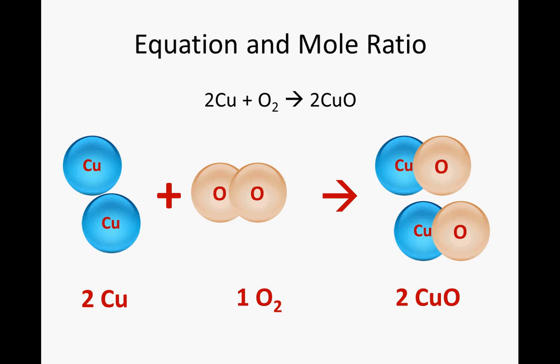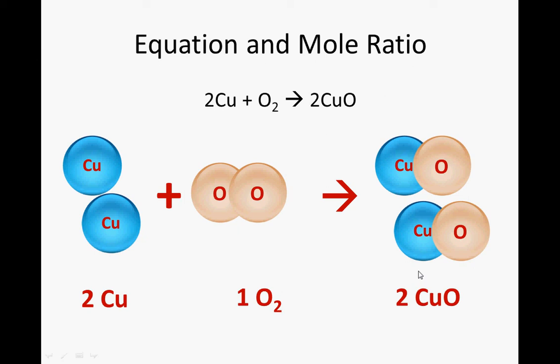So let's look at this diagram. From the equation, we can tell one thing. If we have 2 Cu atoms plus 1 oxygen molecule, 1 O2, then you can have 2 CuO as the final product. This is the first thing that you can tell: 2 copper atoms, 1 oxygen molecule, and you can find 2 CuO as a product.